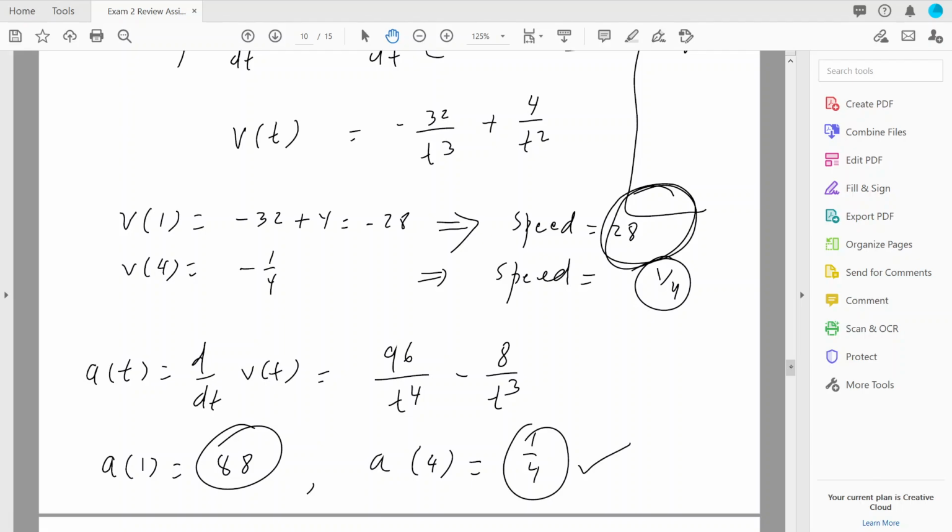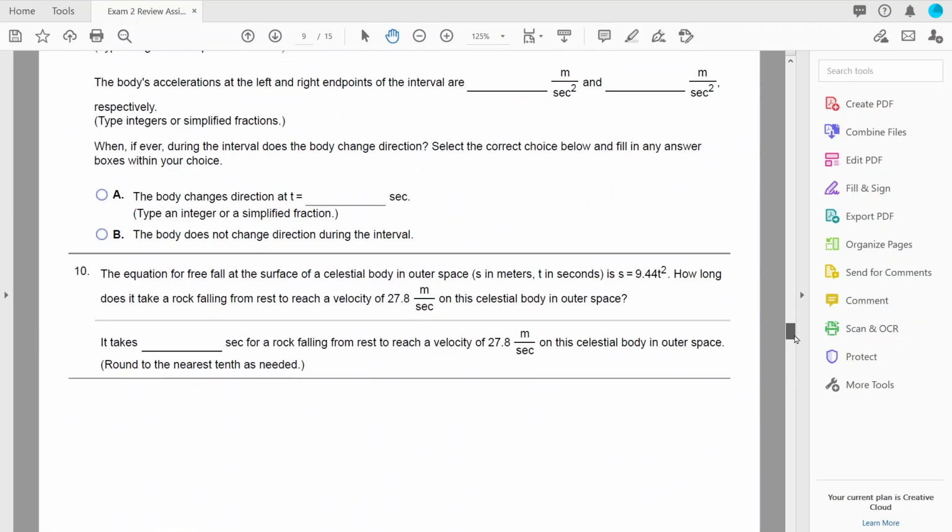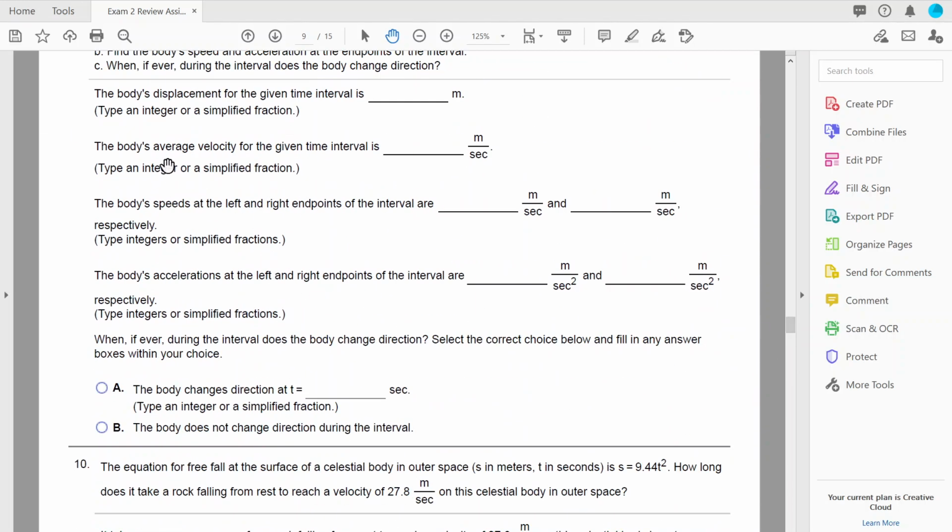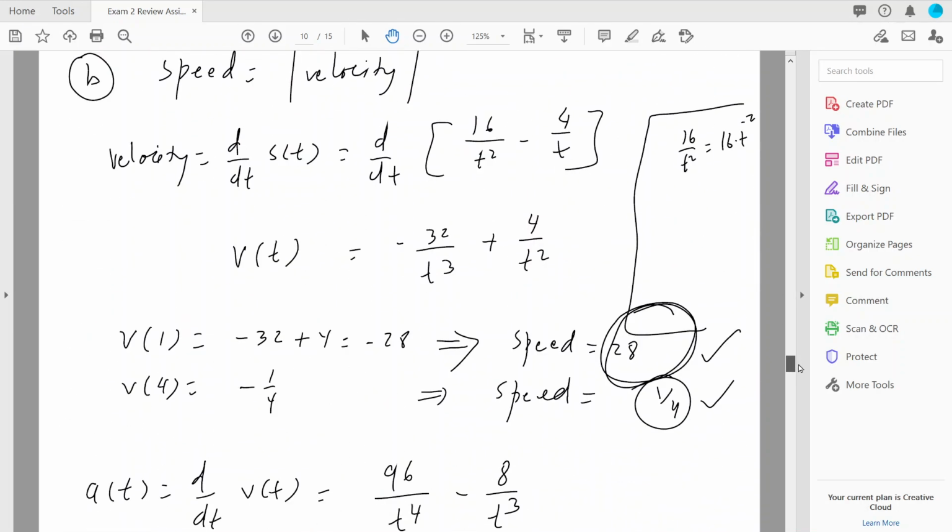So these are the answer for the acceleration, and these are the answer for the speed. So that's part B. We still have part C. In part C, we need to find out whether the object changes direction or not. So direction depends on the velocity.